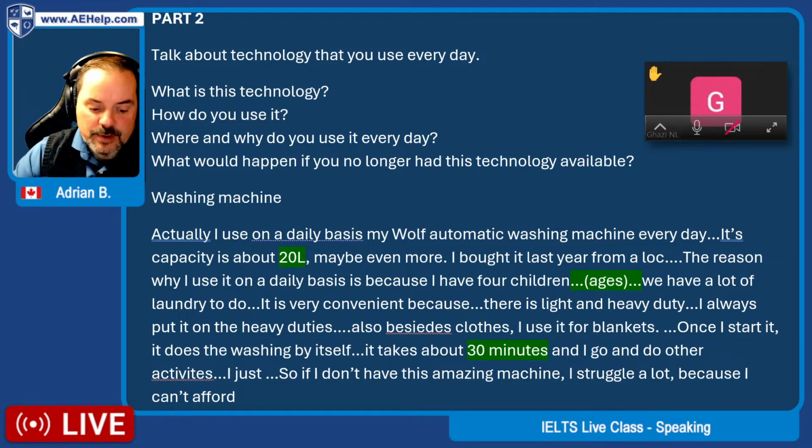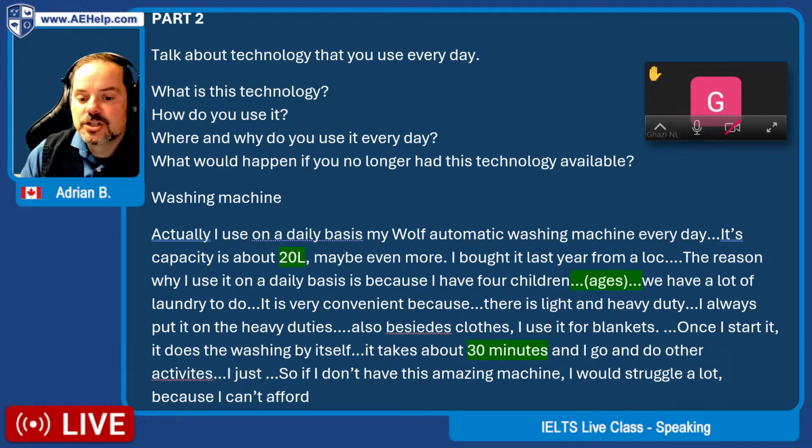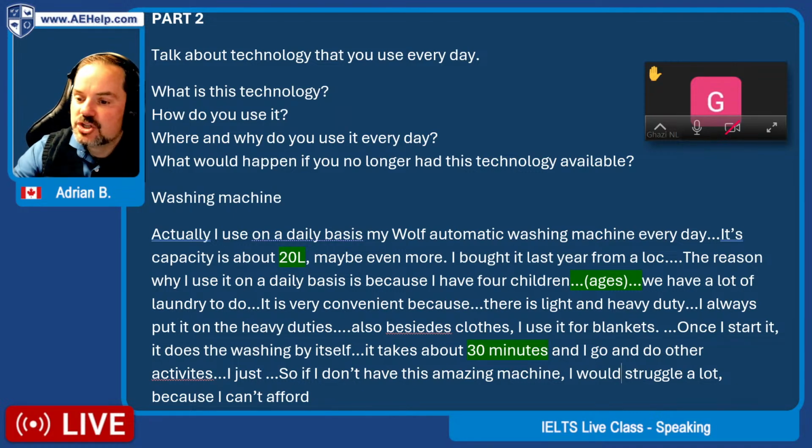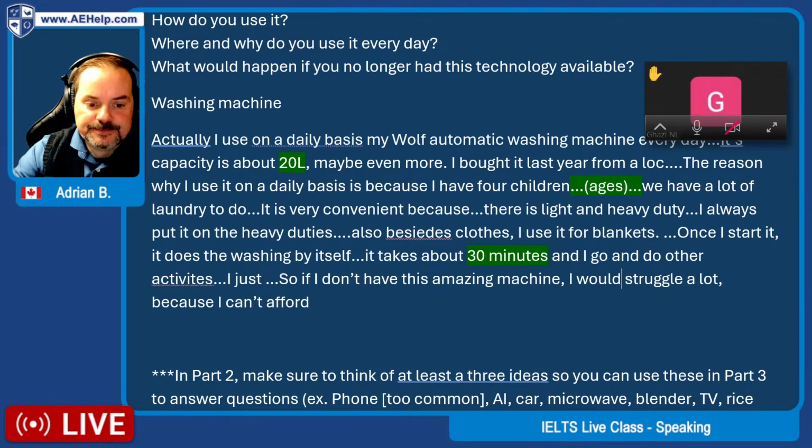I would, right? So here you want to use the unreal condition. Why? Because you have the machine. So since you have the machine, you're using an unreal condition. If I wouldn't have this machine, I would struggle a lot. Can you just repeat that after me? If I wouldn't have this machine, I would struggle a lot.